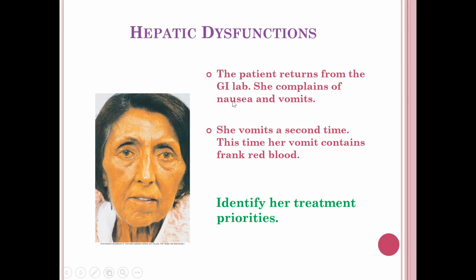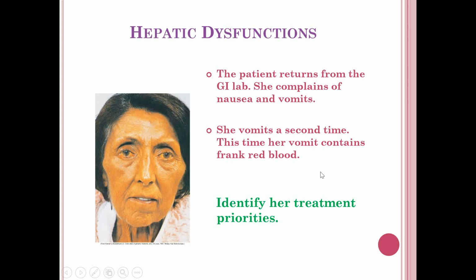The patient returns from the GI lab. She complains of nausea and vomiting. She vomits a second time, and this time her vomit contains frank red blood. So in other words, the procedure in the cath lab didn't cut it. It didn't completely stop all the bleeding. She is still bleeding from her esophageal varices.